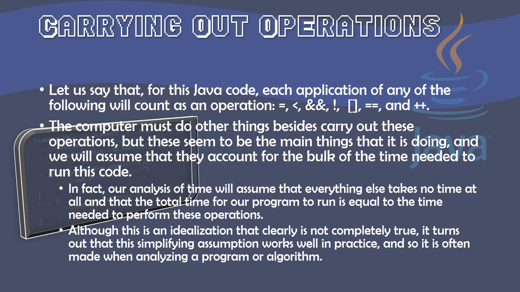In fact, our analysis of time will assume that everything else takes no time at all in comparison, and that the total time for a program to run is equal to the time needed to perform whatever operations we have laid out in front of it. Now, this is, of course, a bit of an ideal situation, so it's not completely true, and it may not be 100% accurate. However, it turns out that if we simplify this assumption, it works well in practice, and it is often made when analyzing either a program or an algorithm.